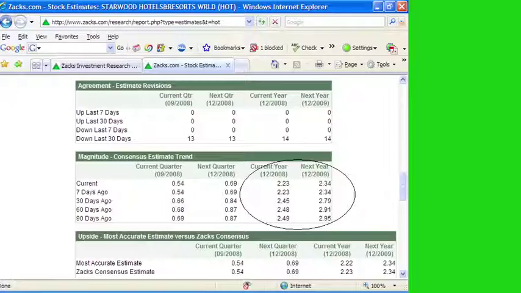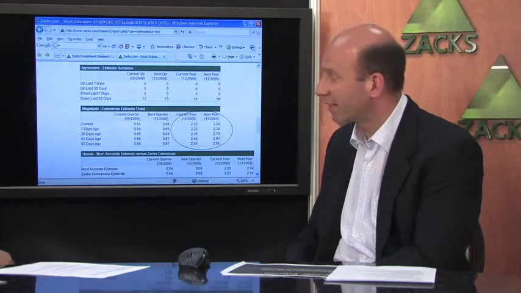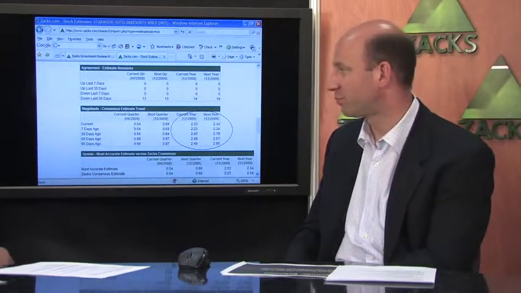But even worse, if we take a look out to next year, what analysts were expecting, going from $2.95 all the way down to $2.34. That's a pretty significant move, and one of the reasons why the stock has dropped so greatly over the last few months.